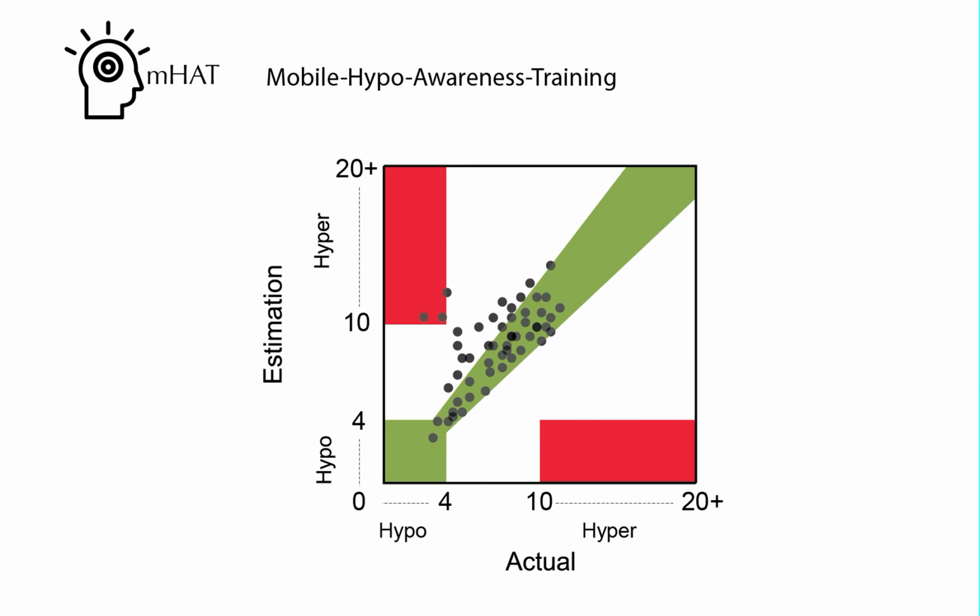This is an example of the summary grid, which can be accessed at the start of the mHAT app or when the electronic record is completed. This grid shows every estimation and actual blood glucose reading recorded on the app.